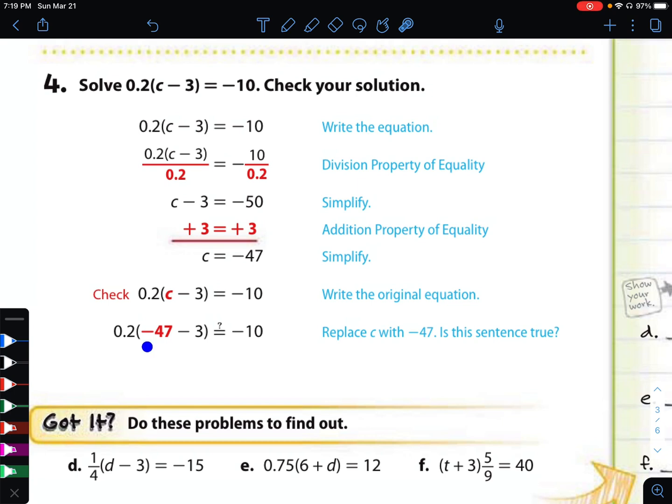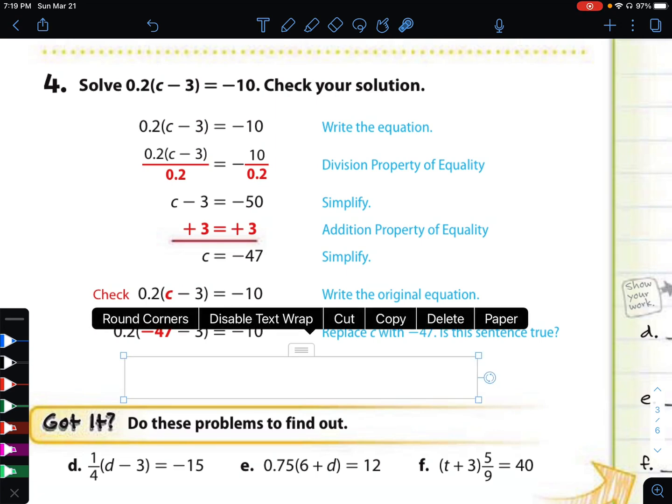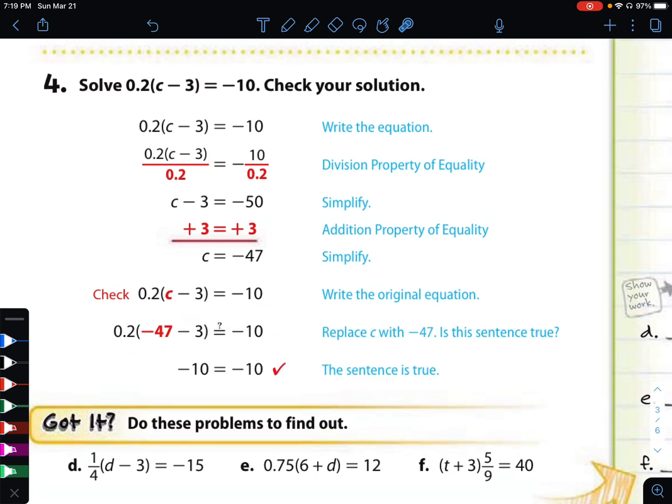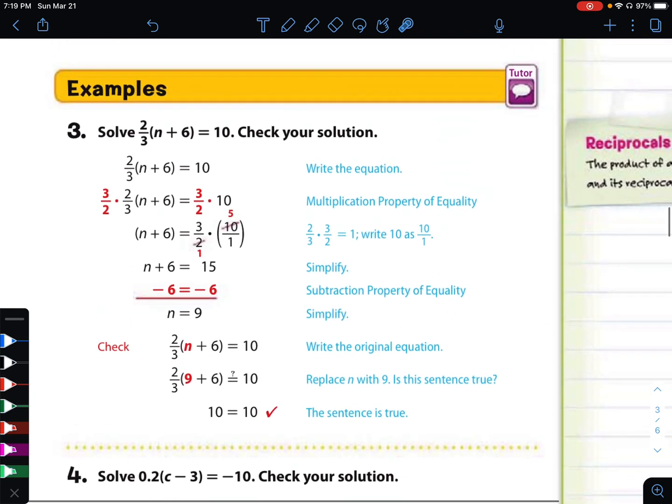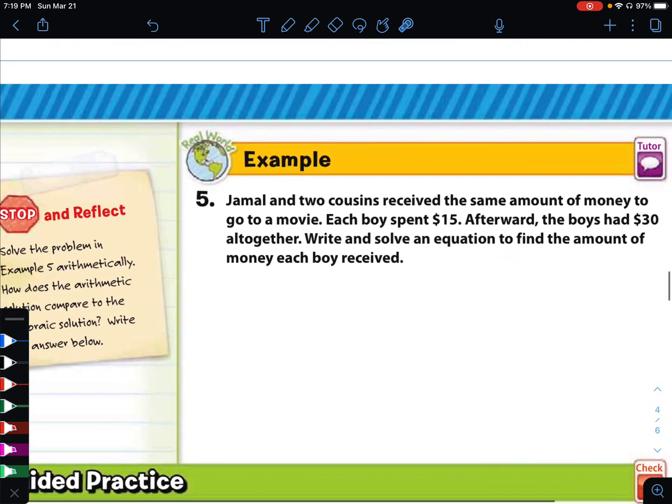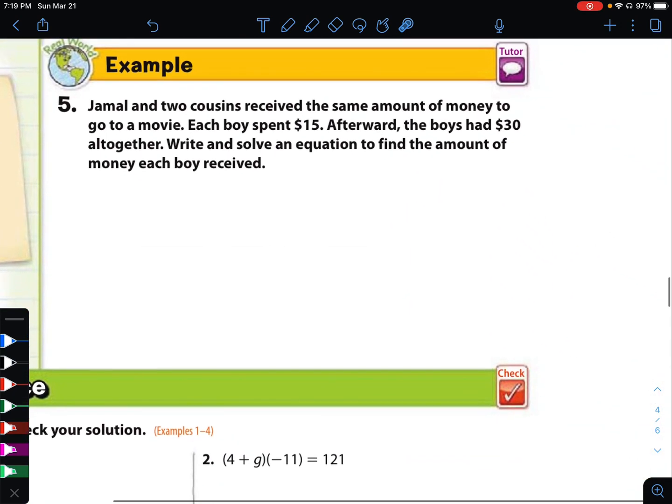0.2 times the quantity -47 minus 3, is it equal to -10? We know that -47 minus 3 is -50, times 0.2 is actually -10. So we actually checked our solution. The sentence is true. Okay, do the guided problems D to F. Let's see if you understand examples 3 and 4. And finally, example number 5.